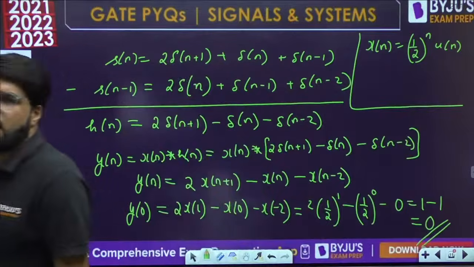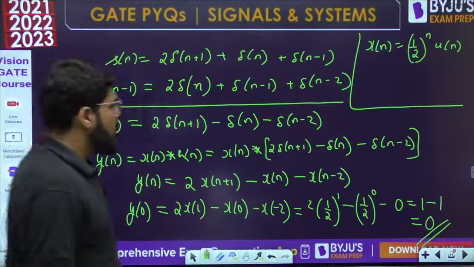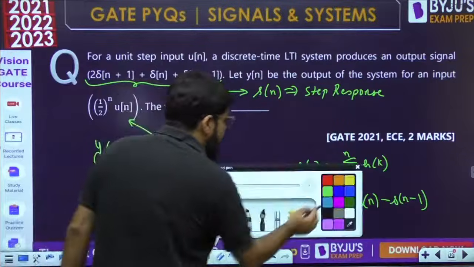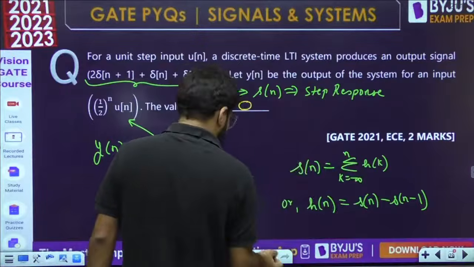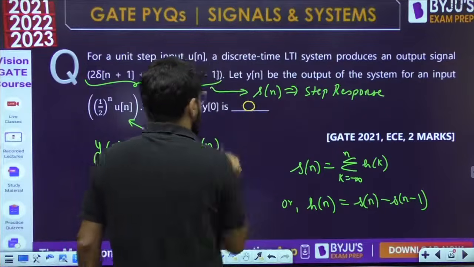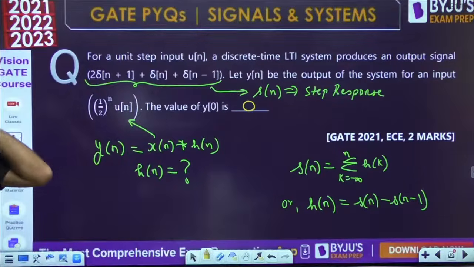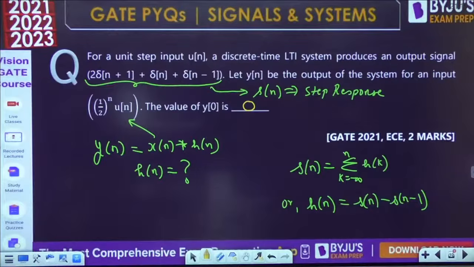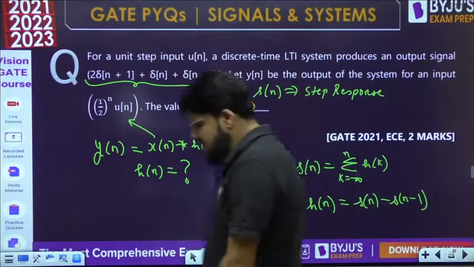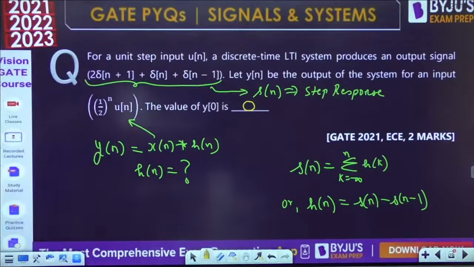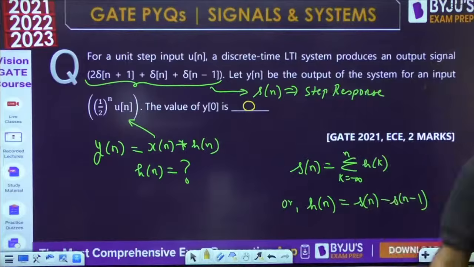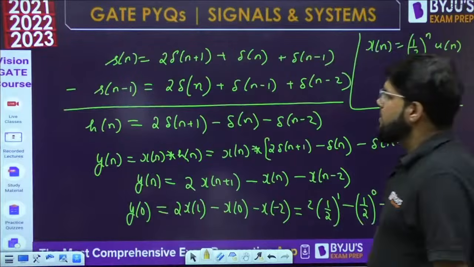It is 0. It is a good question, testing your fundamental properties. The correct answer is 0. The correct answer is equal to 0. Done? Cool. Next question then.